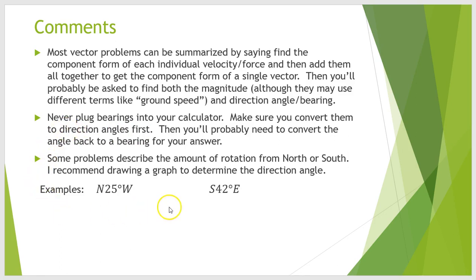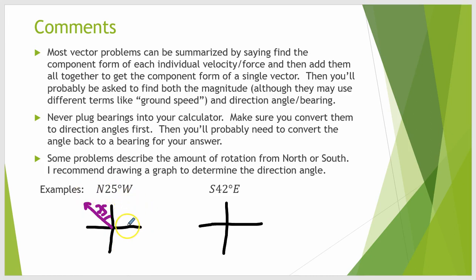Now there are some problems that will use a different method for describing the angles, so I'm going to show you how this works. My recommendation when you see something like north 25 west is to draw a quick x and y axis. The first thing they're giving you, north, is saying start on the north side of your compass. And then they're telling you how much to rotate towards either east or west. So in this case, we want to go towards west, so to the left. And the amount we should be going is 25 degrees. So that's the angle in between north and my diagonal line.